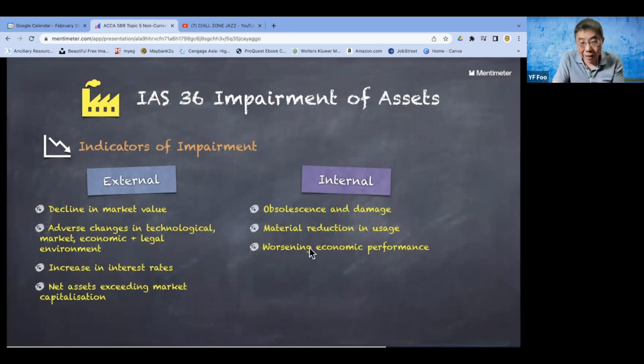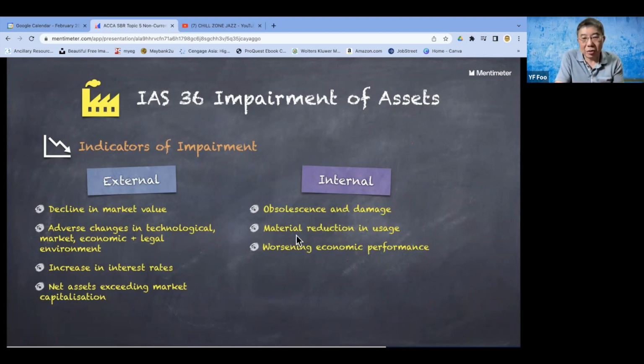Whereas internally, there also may be indicators. For example, if you find that there are a lot of machines that are no longer usable, they are obsolete, then there must be some sort of impairment, or they are damaged in any way, through your own use. Material reduction in usage. Because it's sort of related, it's connected to the external.